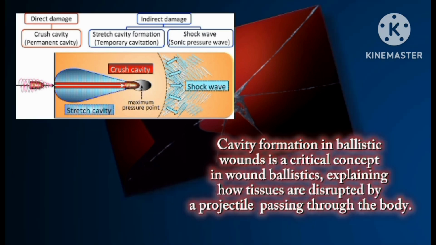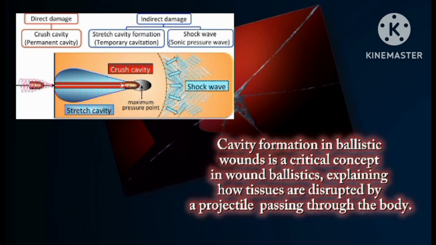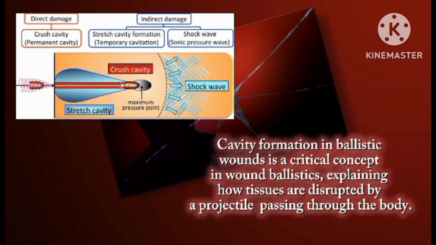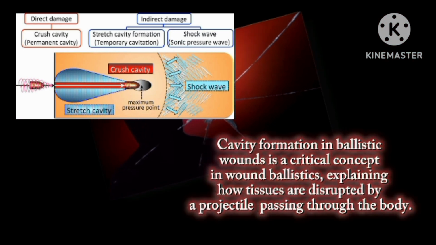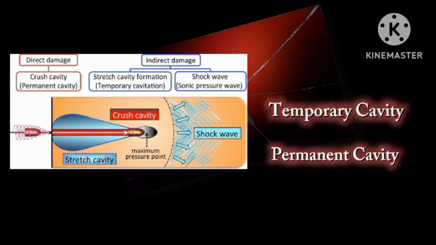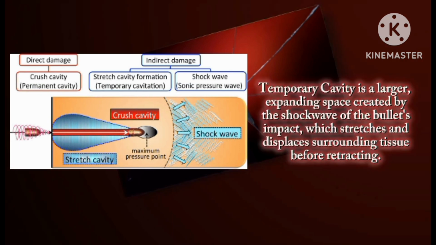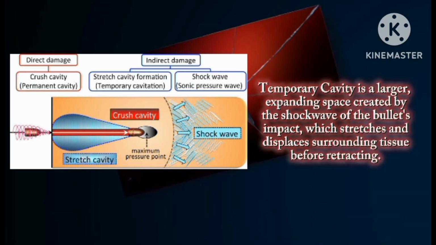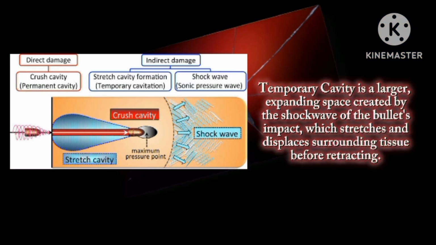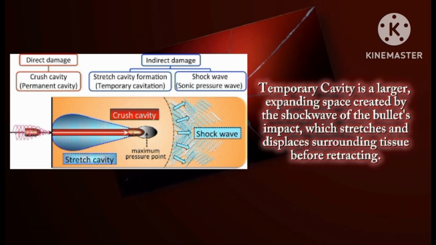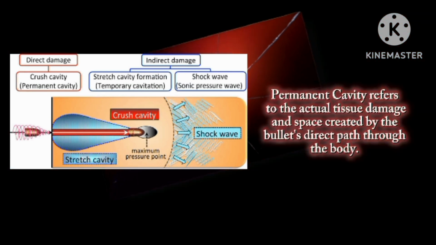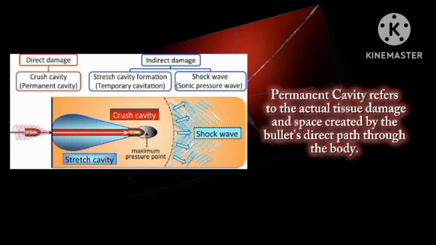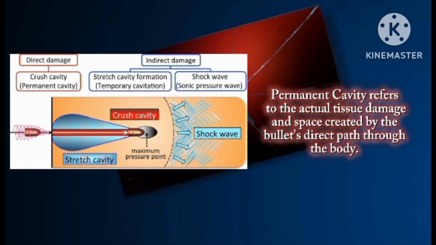Cavity formation in ballistic wounds is a critical concept in wound ballistics, explaining how tissues are disrupted by a projectile passing through the body. There are two types of cavity, temporary and permanent cavity. Temporary cavity is a larger expanding space created by the shock wave of the bullet's impact, which stretches and displaces surrounding tissue, while permanent cavity refers to the actual tissue damage and space created by the bullet's direct path through the body.